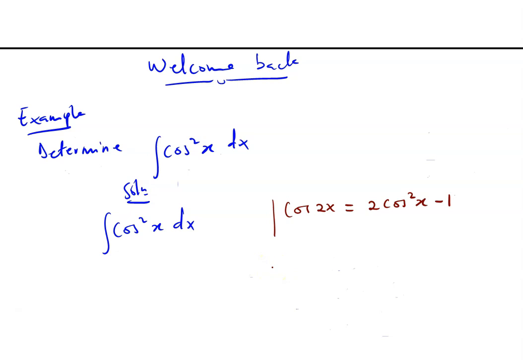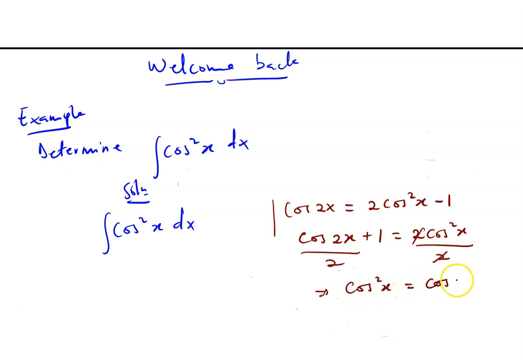So we can make cos squared the subject in this relation. Cos squared is going to be what? Let me send 1 to that side first. So I'm going to get cos 2x plus 1 is equal to 2 cos squared x. So with this, I can divide both sides by 2, 2 here and 2 there. So in that case, what do I have? I have cos squared x equal to cos 2x plus 1 over 2. Very good.